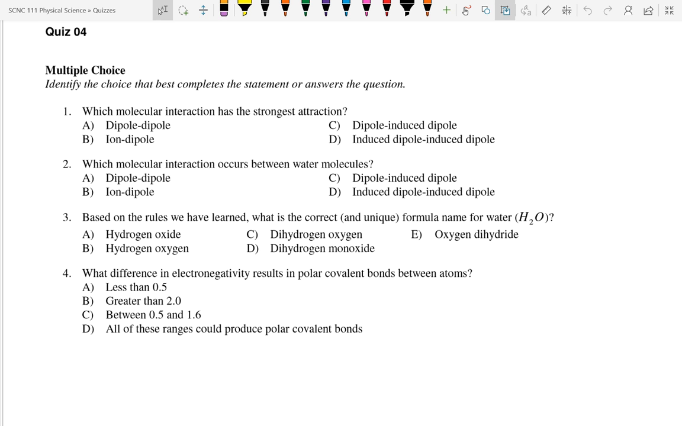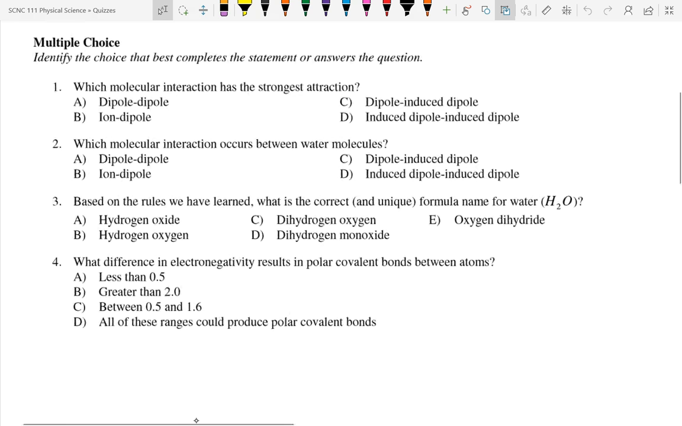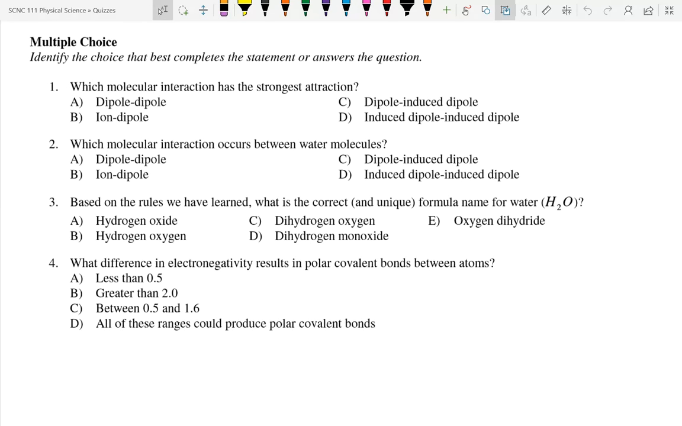Okay, going over the answers here. The first one, everybody answered really quickly, so that's why I assumed that you guys did well, but I don't know, and we'll find out when we grade them.